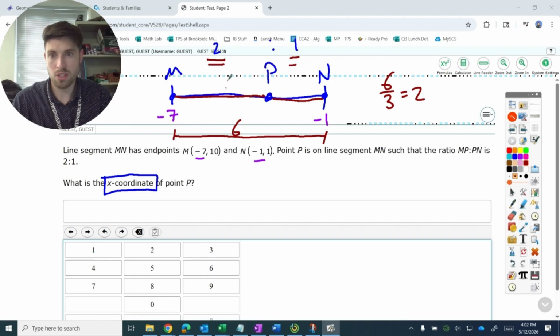And so if I'm giving 2 of those to this first part, that means that this segment should be 4. And I'll put one of those pieces here. This segment should be 2 long, right? And so that makes up my total 6.